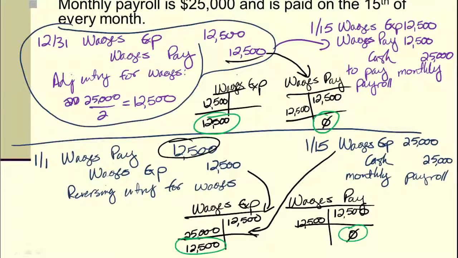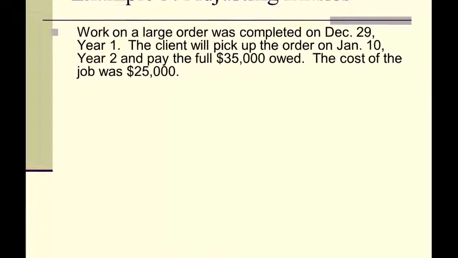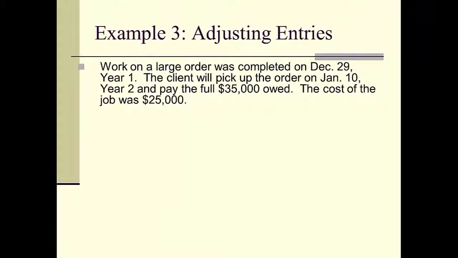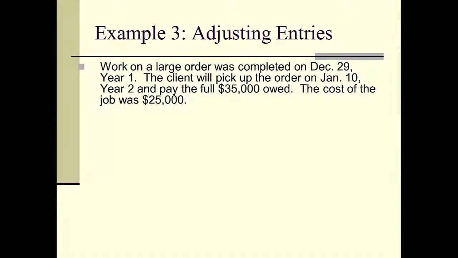All right, let's take a look at one more. So in this case, work on a large order was completed on December 29th of year 1. The client picks up the order on January 10th of year 2 and will pay at that time the full $35,000 owed. Cost of the job, $25,000. Take a minute. Make the adjusting entry. In this case, what does the journal entry look like?